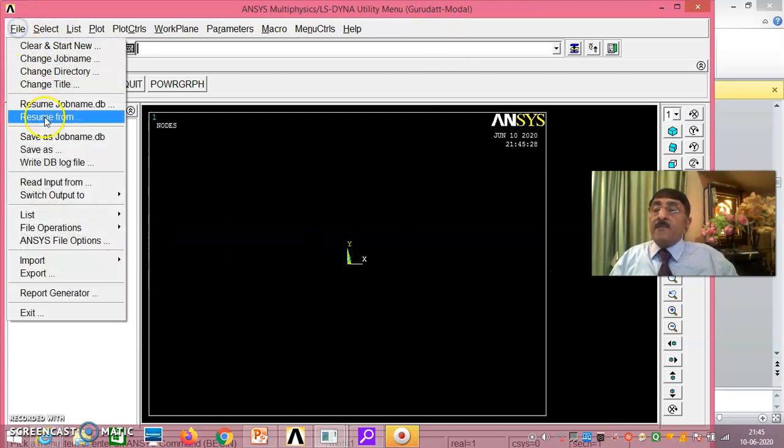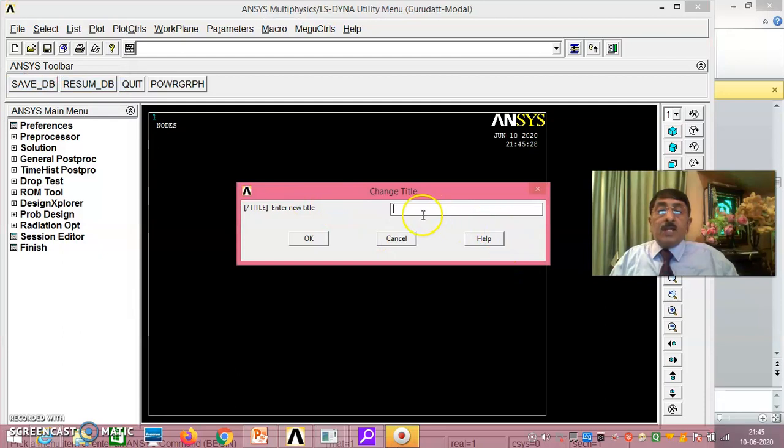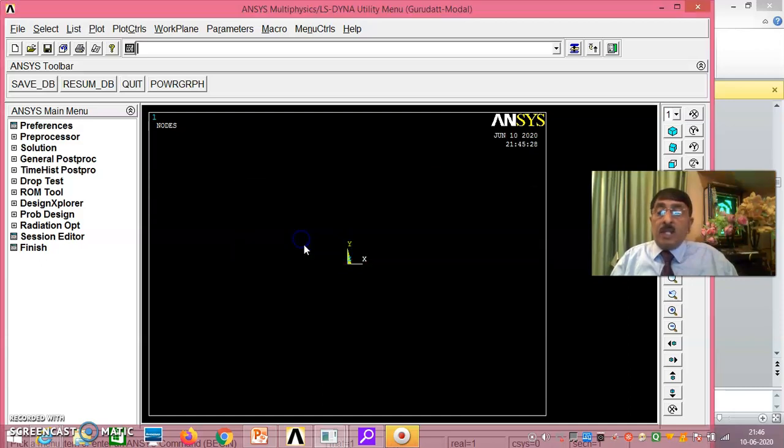Then File, change title is there, no? Here you type modal analysis of a cantilever beam. Okay, modal analysis of a cantilever beam, you say. Just fit you do. You get modal analysis of a cantilever beam, time, everything you get.